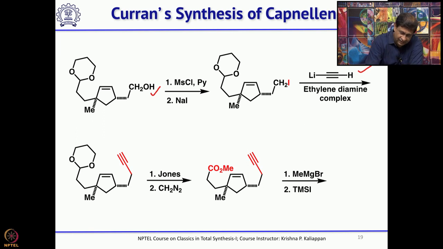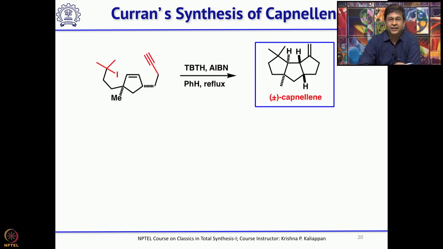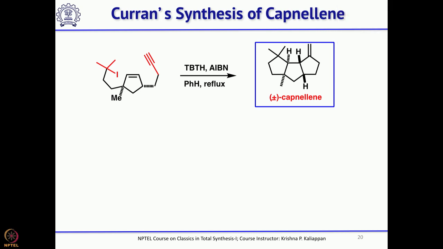Now what we need is to convert this into the gem-dimethyl group, and also the halide. Jones oxidation first hydrolyzes the protecting group to the aldehyde, and then oxidizes the aldehyde to carboxylic acid, and then the carboxylic acid was methylated using diazomethane to get the corresponding methyl ester. If you take excess methyl magnesium bromide and add to this ester, it will give the corresponding tertiary alcohol. The tertiary alcohol was converted into the corresponding iodide by treatment with trimethylsilyl iodide. That gives the key precursor for the tandem radical cyclisation.